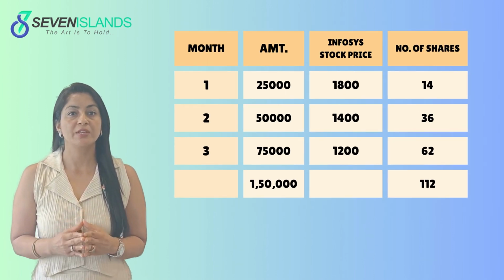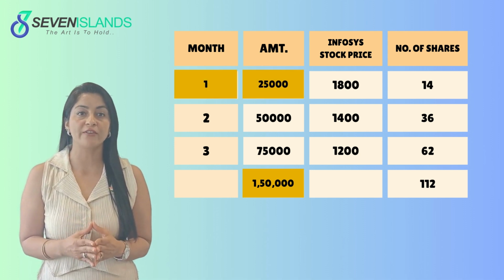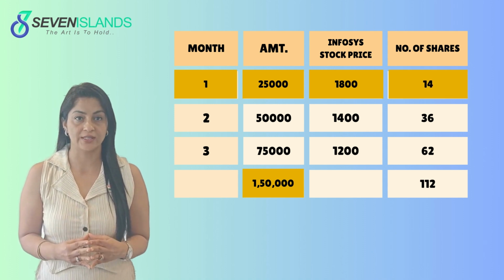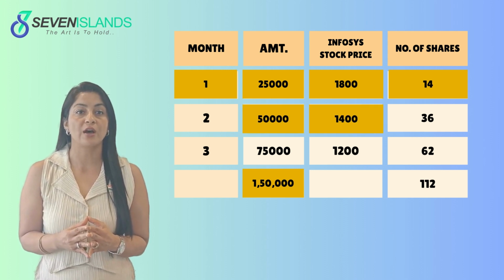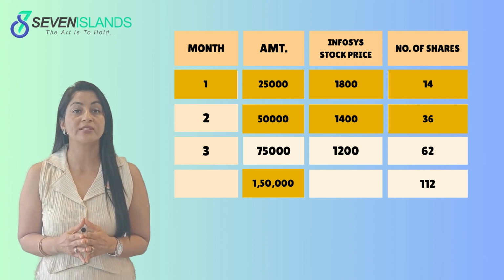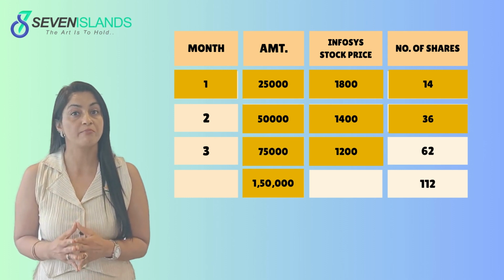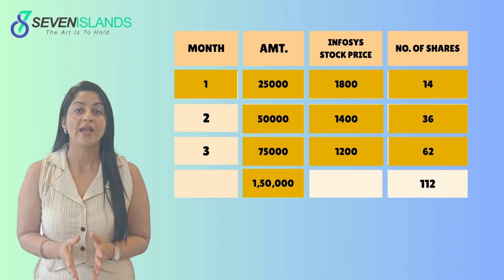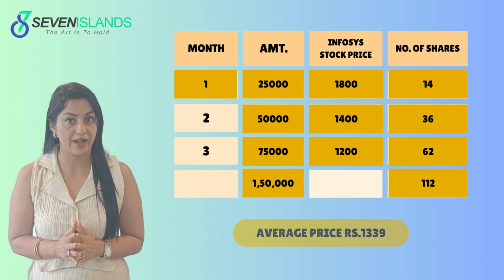For example, if the same investor has 1,50,000 to be invested in Infosys shares, he begins by investing Rs 25,000 in the first month, and assuming that the stock price is at 1,800, he can buy 14 shares. In the next month, if the stock price of Infosys falls to 1,400, the investor invests 50,000 rupees in that month and buys 36 shares. Further, assuming the stock price of Infosys falls further to Rs 1,200, then the investor chooses to invest more, that is 75,000, and buys 62 shares. So the investor has invested Rs 1,50,000 in 3 months, and by value averaging, he could acquire 112 shares at an average price of 1,339 rupees.